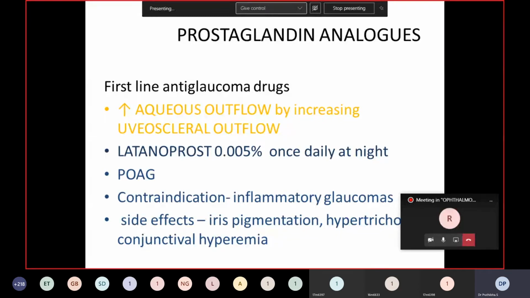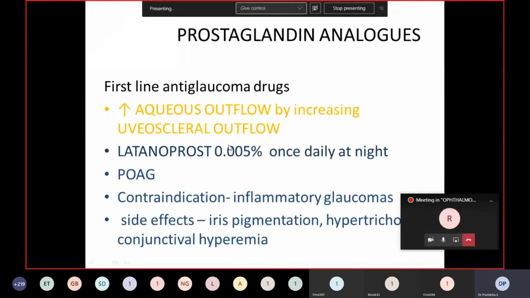So, coming to prostaglandin analogs. As I already mentioned, it is a first line anti-glaucoma drug. It increases the aqueous outflow by increasing the uveoscleral outflow. While explaining the physiology, I have already explained how aqueous humor drains. Only 20% is by uveoscleral outflow, the other 80% is by conventional flow. So this acts on that 20%, the uveoscleral outflow. Prostaglandin analogs increase the uveoscleral outflow.